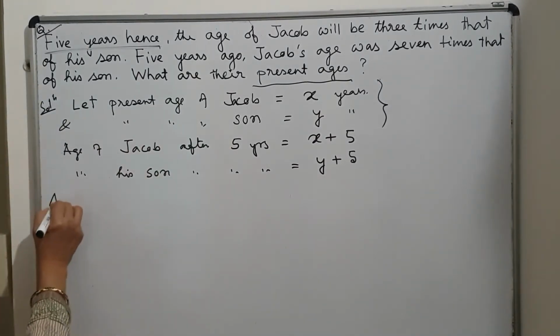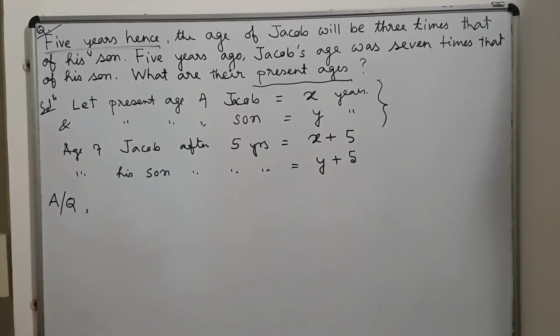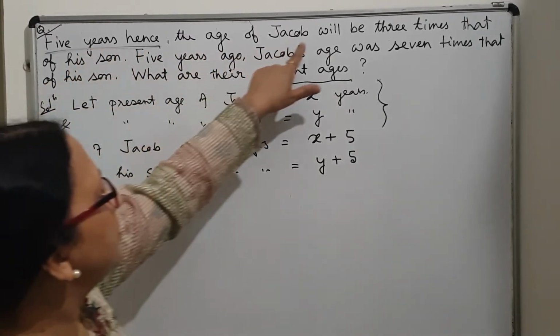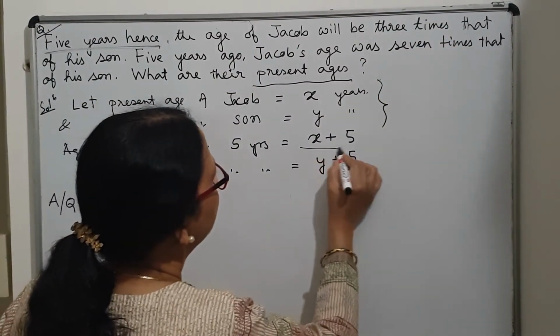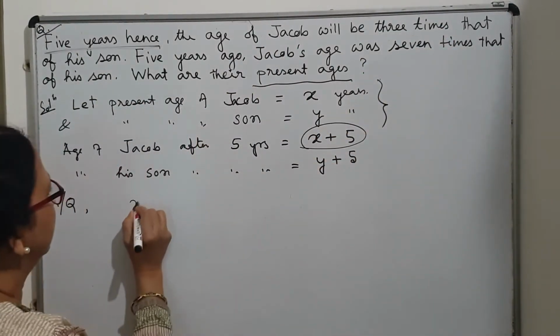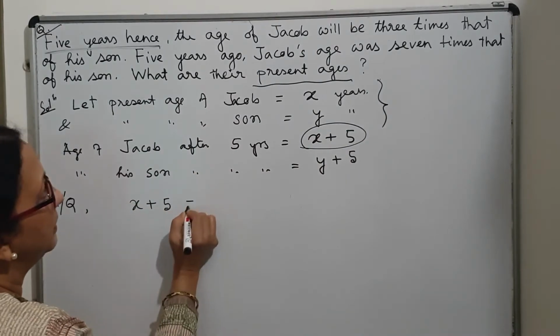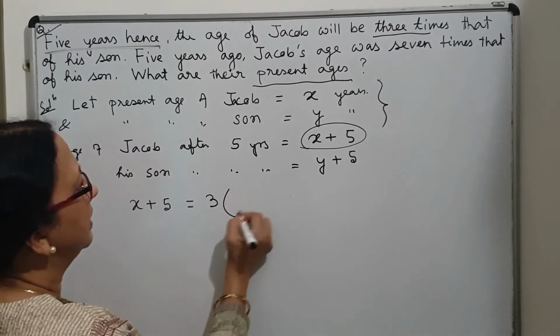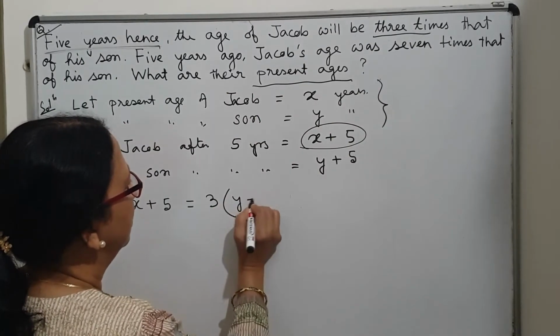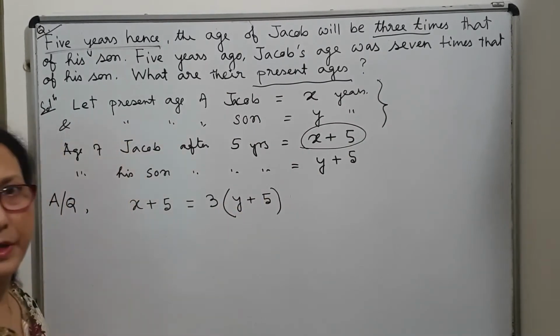Now we have to write the condition given in the question. So according to the question, 5 years hence the age of Jacob will be 3 times that of his son. That means this is the age of Jacob after 5 years, so this age will be 3 times the age of his son. So that is the condition we have expressed mathematically.